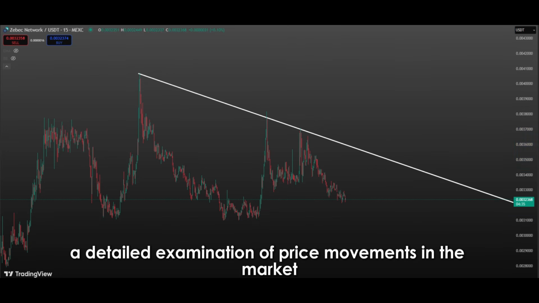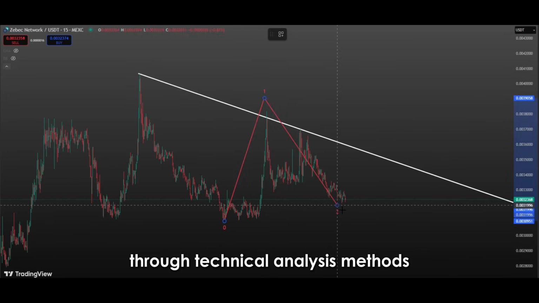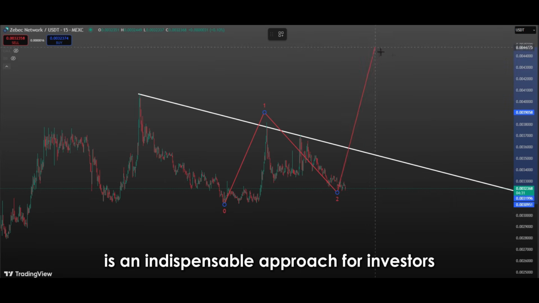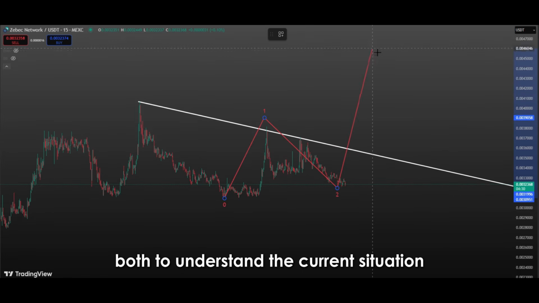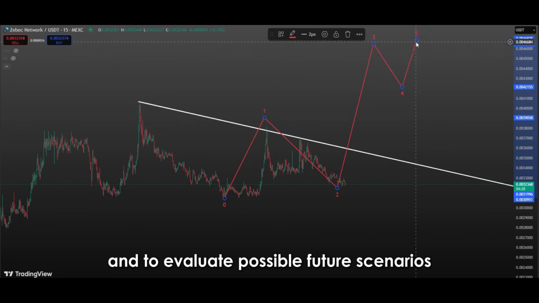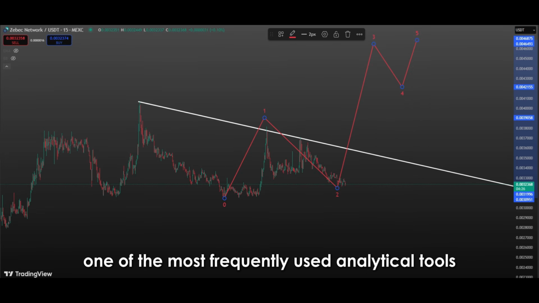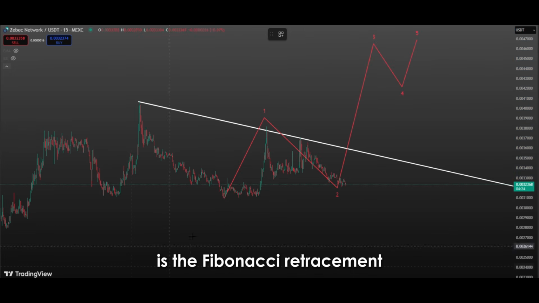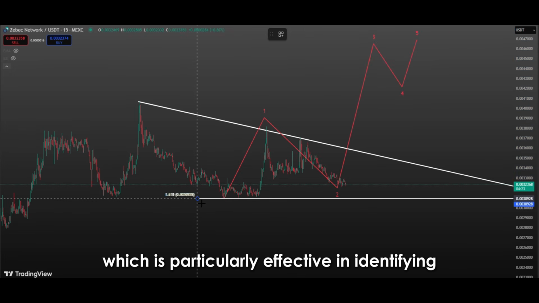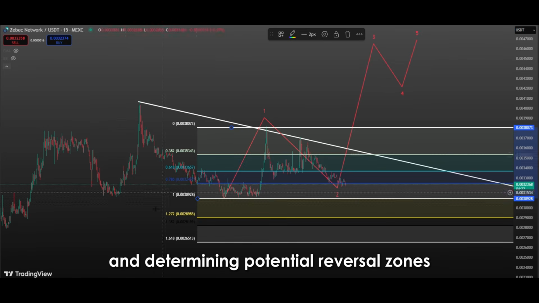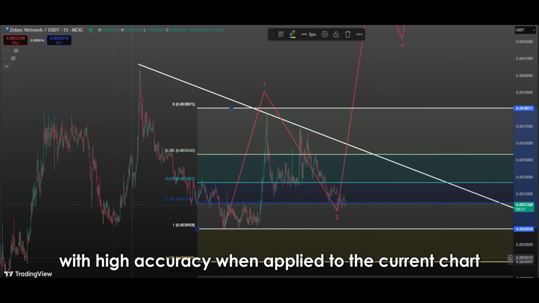Stay tuned. A detailed examination of price movements in the market through technical analysis methods is an indispensable approach for investors, both to understand the current situation and to evaluate possible future scenarios. In this context, one of the most frequently used analytical tools is the Fibonacci retracement, which is particularly effective in identifying correction levels and determining potential reversal zones with high accuracy.